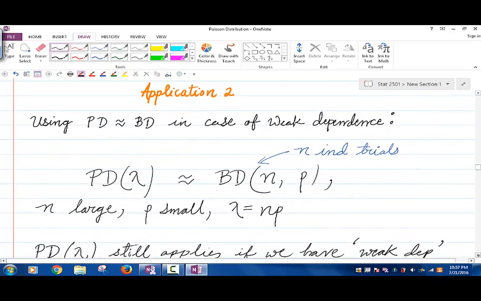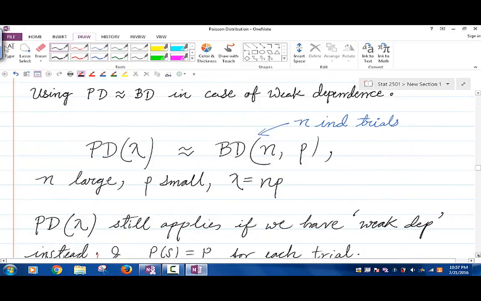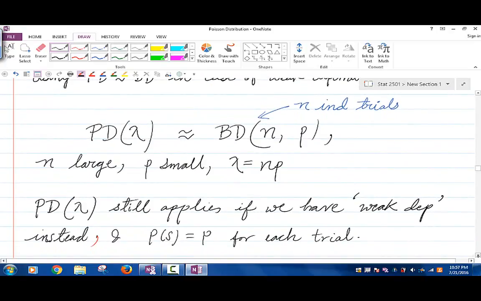First of all, recall that the Poisson distribution with parameter lambda can be used to approximate the binomial distribution with parameters n and p, where lambda is np, and the approximation is going to be good when n is large and p is small. Recall that the binomial distribution requires the trials to be independent.